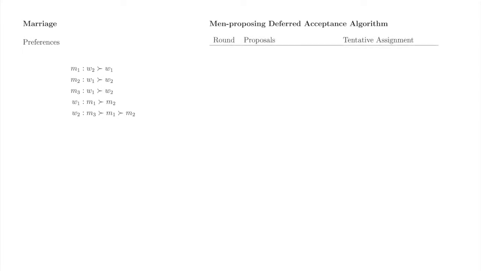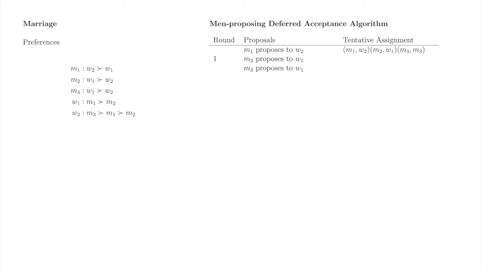I always make a table with the columns as shown so I can keep track of the execution. Each man not tentatively matched proposes to his favorite woman who hasn't rejected him yet. In round 1, no man is tentatively matched, and no man has any prior rejections, so each man proposes to his favorite woman.